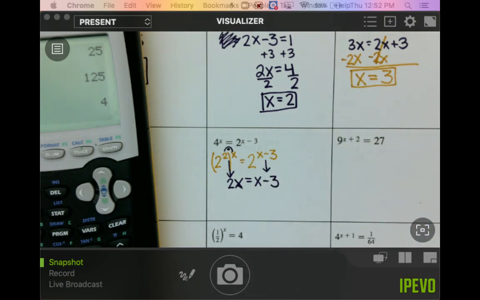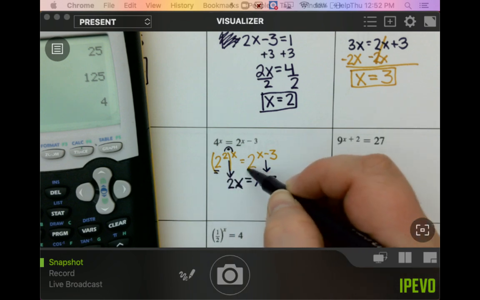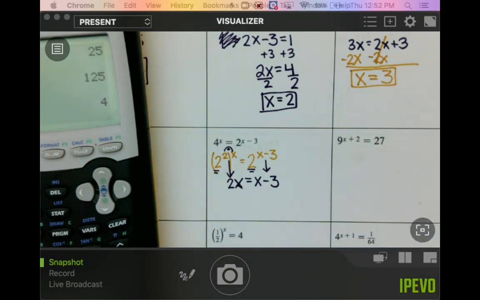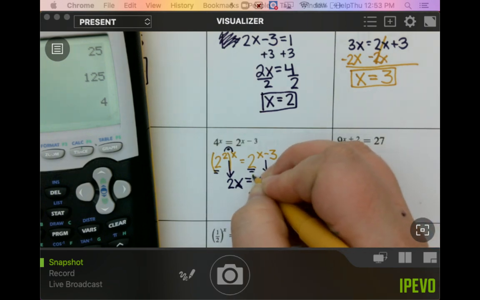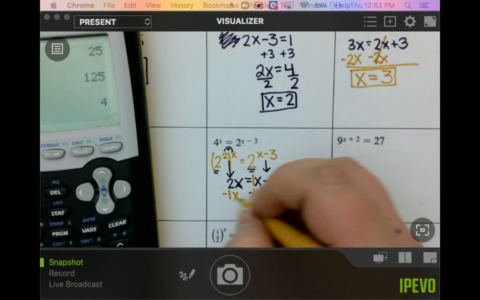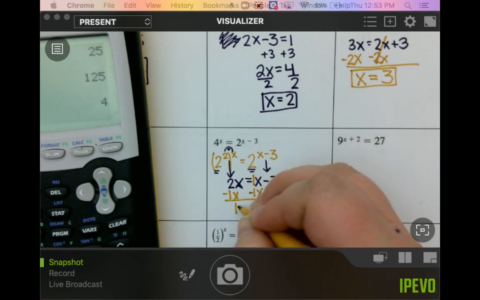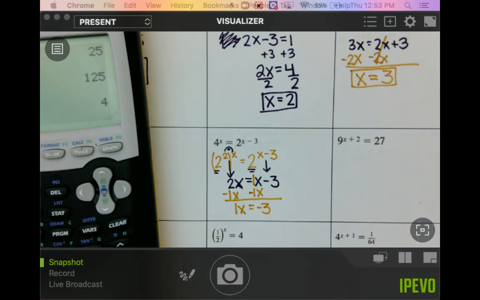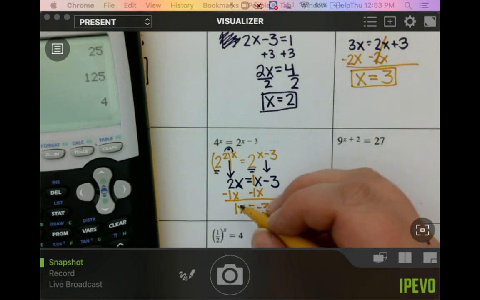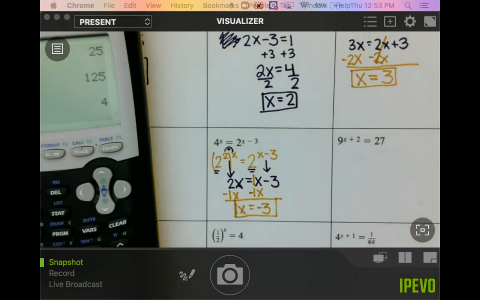Now that we have the same number down here, we don't actually care about it. You just have to make sure it's the same number before you can do the next step. And then I can subtract this x. You can make it minus 1x if that helps. And 2 minus 1 is 1. And that's your answer. As long as you get just x by itself, you're good to go.